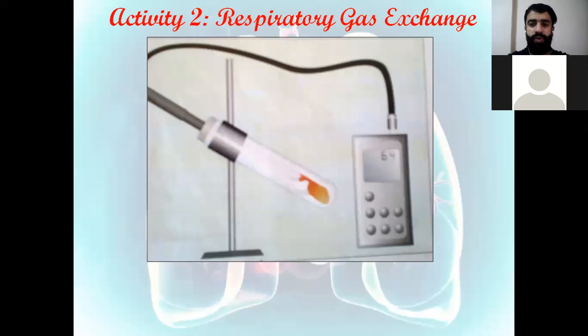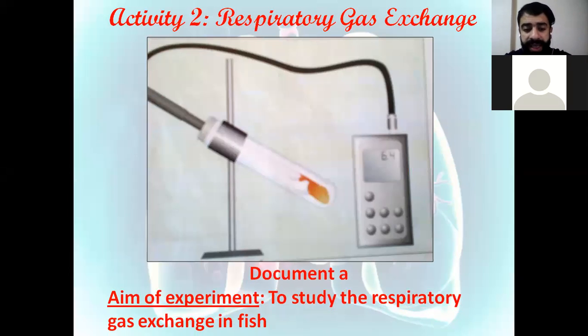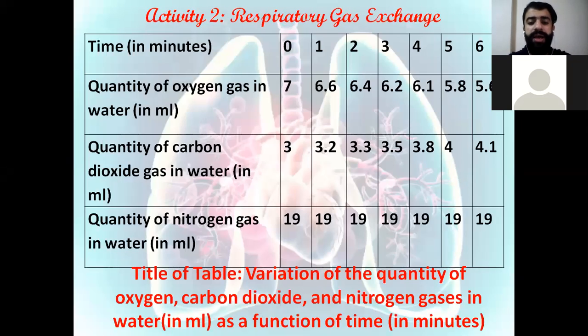Let's move to this question. We have this fish. This fish is found inside a tube that's connected to an oximeter. If you remember, what's the role of the oximeter? It's to measure the amount of oxygen gas. So we have this table. This table is showing the variation of the quantity of three different gases: oxygen gas, carbon dioxide gas, and the nitrogen gas.